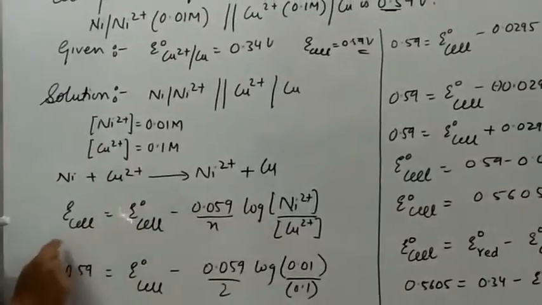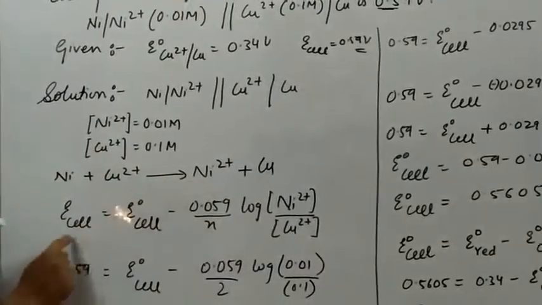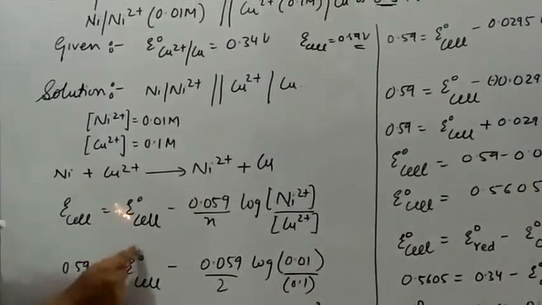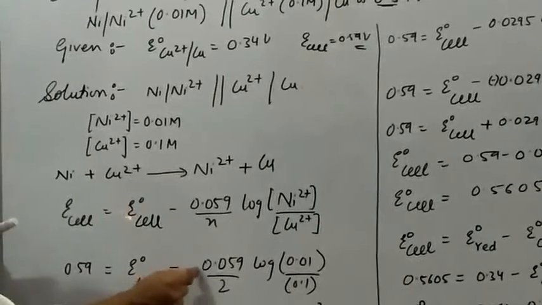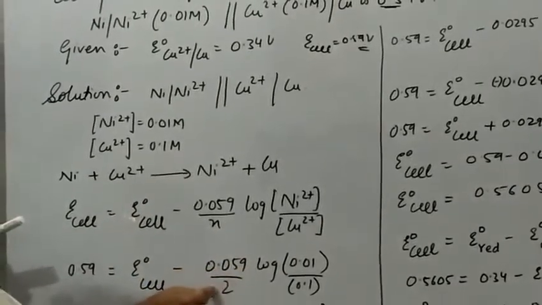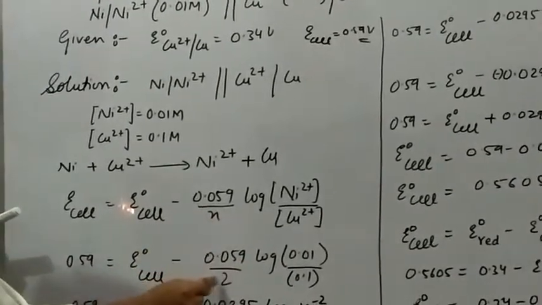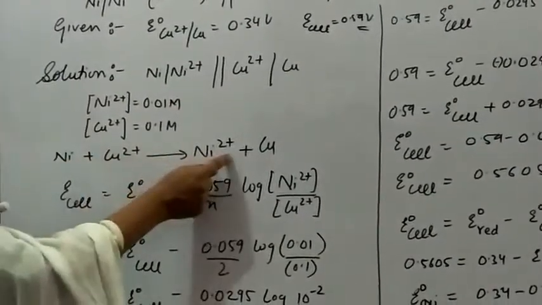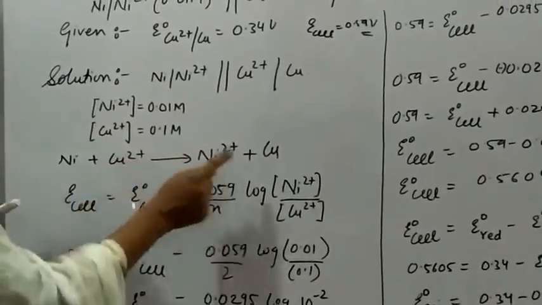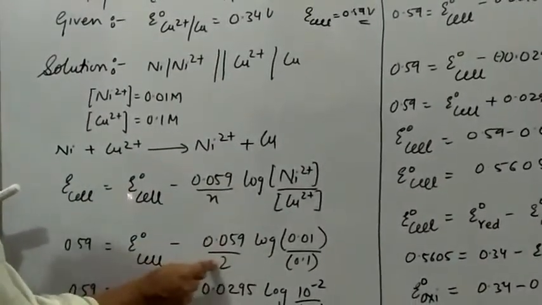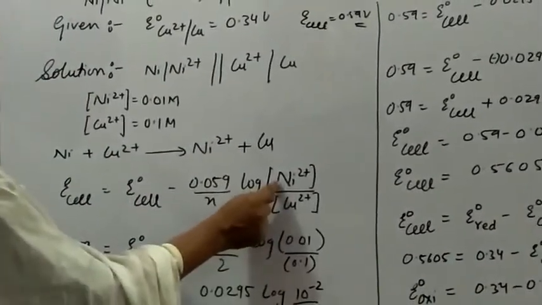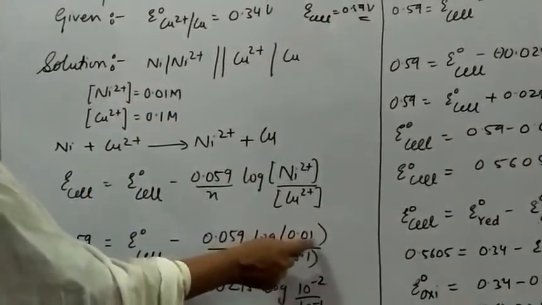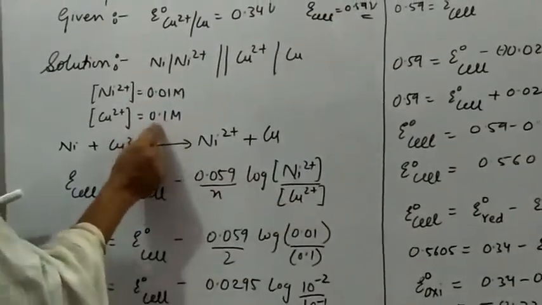Right. Now we will put in the values which we know. E cell we know, it is 0.59, equals E naught cell, which we don't know, minus 0.059 upon 2. In place of n we are writing 2 because there is an exchange of 2 electrons here. Ni is losing 2 electrons and copper is accepting 2 electrons. So here n equals 2. Log, what is the concentration of nickel ion? It is 0.01 m. Copper ion is 0.1 m.